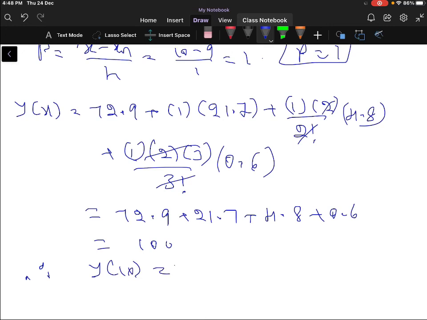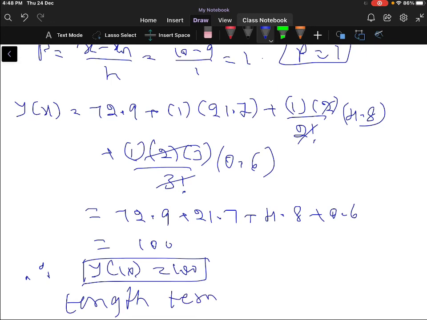So this is equal to 100. Therefore y of 10 is equal to 100. It means the 10th term is 100.